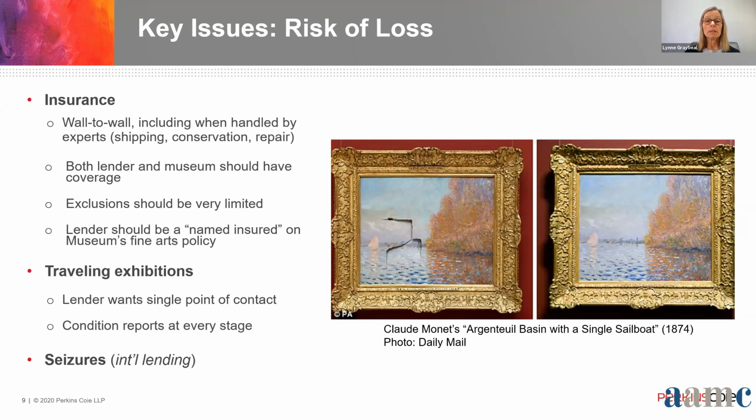And the lender should be a named insured on the museum's fine arts policy. And the insurance exclusion should be very limited. One of the points that we've recently negotiated is the elimination of an exclusion for terrorism or damage from people acting from a political motive. This is coverable. Insurance can be obtained for that sort of damage, and so we have an expectation that that will not be excluded from the museum fine arts policy that covers the work.